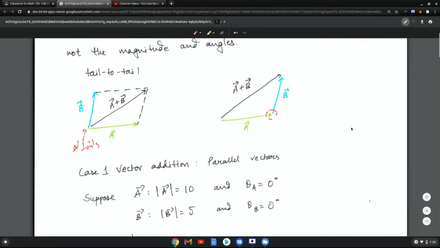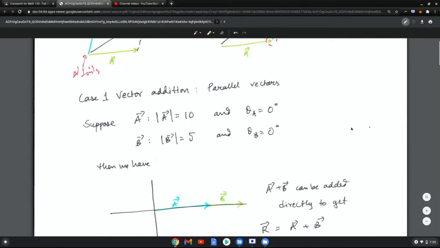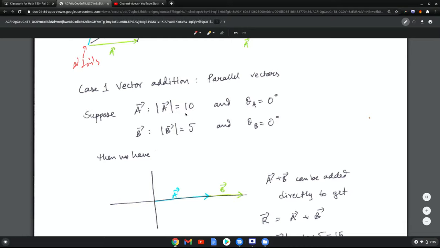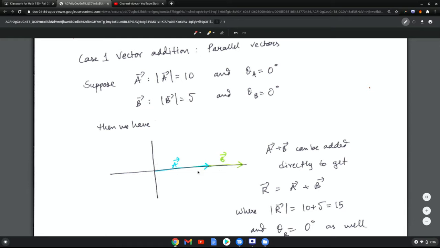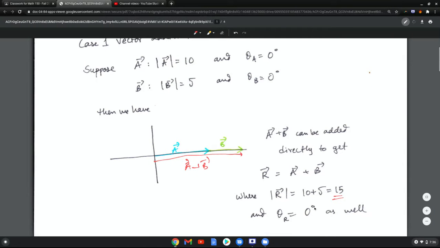So let's start with the simplest case, parallel vectors. Suppose vector A has a magnitude of 10 and an angle, or direction, of 0 degrees. Vector B has magnitude 5 and an angle of 0 degrees too. Then, in the diagram, this is what it looks like. A plus B can be added directly, and it's just going to be this new long vector, which is A plus B, and it has a magnitude of 15 and a direction of 0 degrees as well. So this is the simplest case where the magnitudes can be added directly.